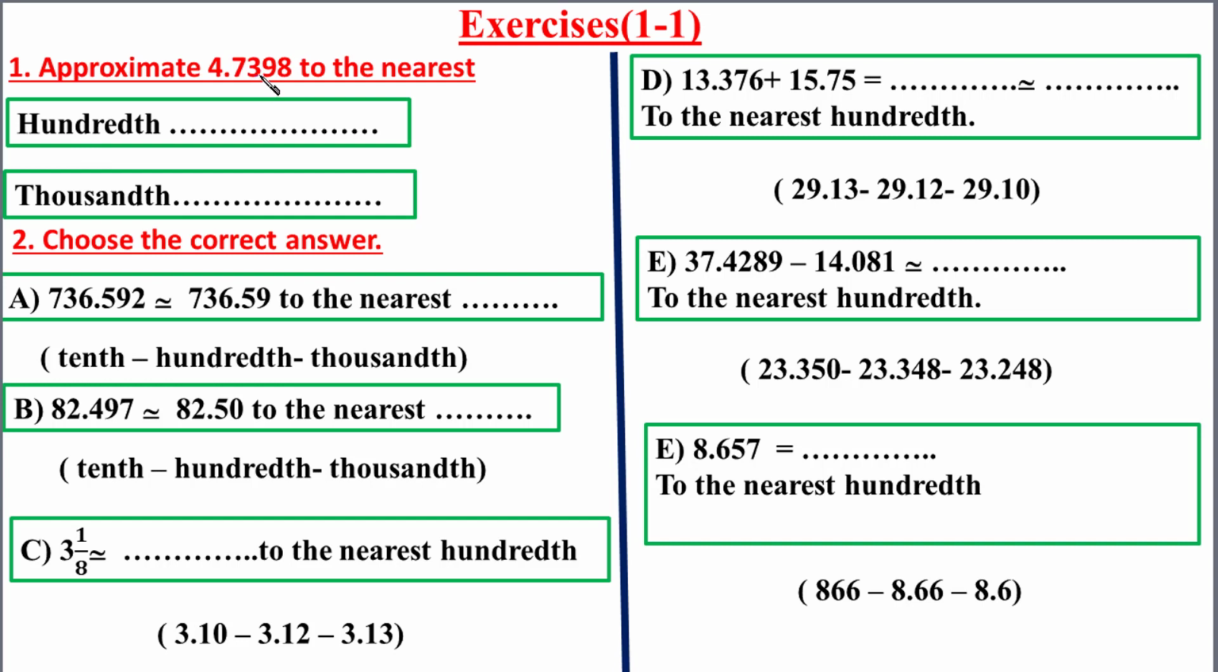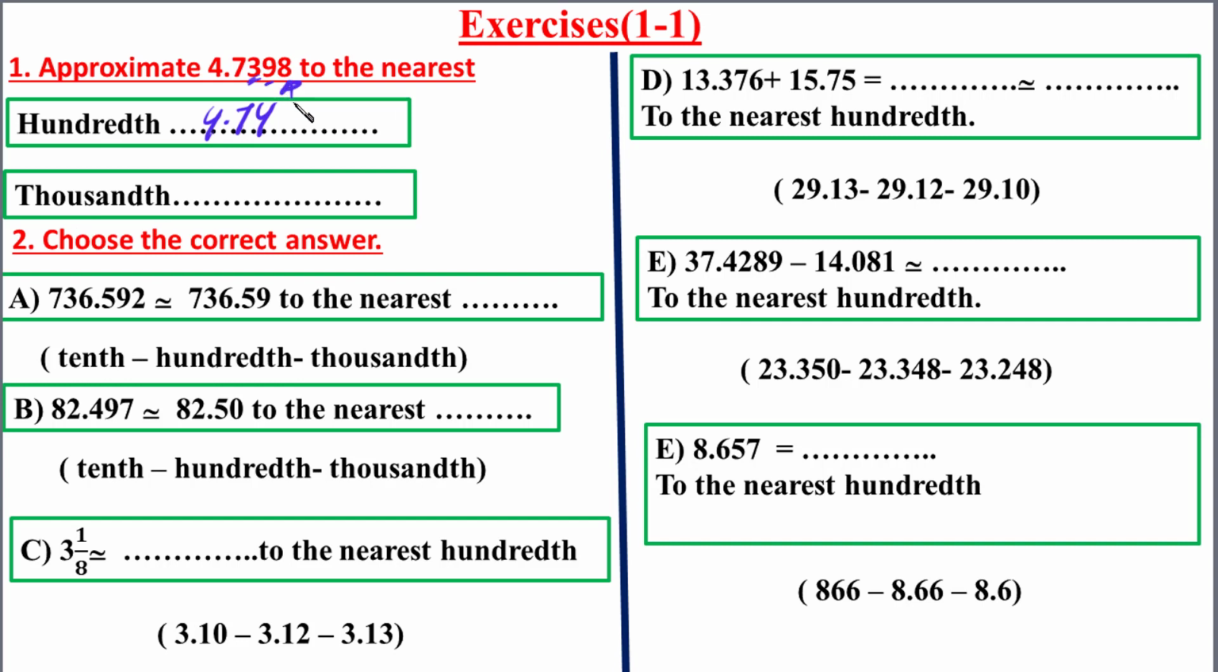So look at the hundredth place, which is 3, and the thousandth place is 9, so it's more than 5. So the hundredth place will increase by 1 and leave out all the digits to its right. So approximately equals 4.74. Approximating to the nearest thousandth, the rounding place is the thousandth place, which is 9.